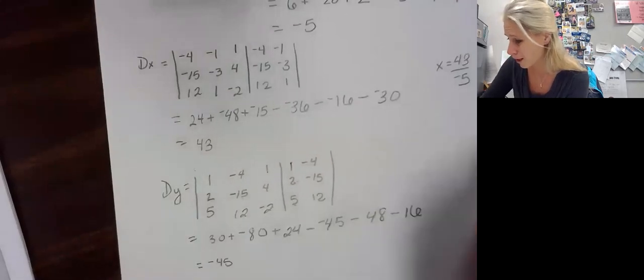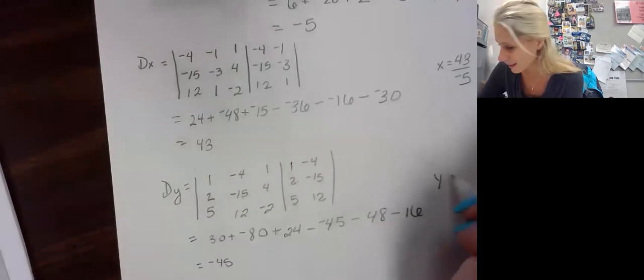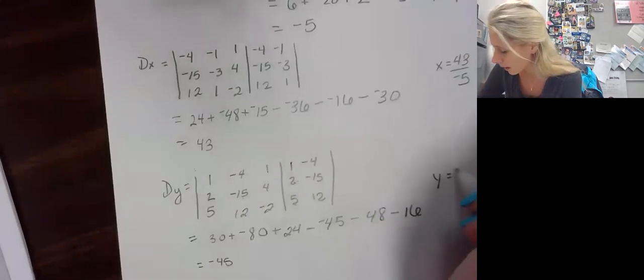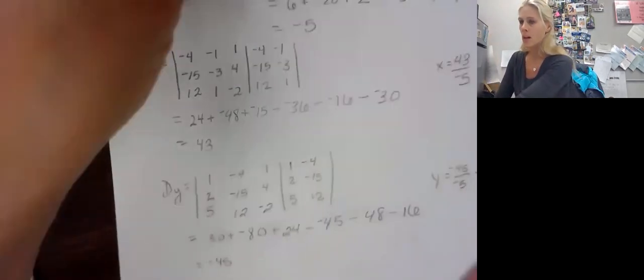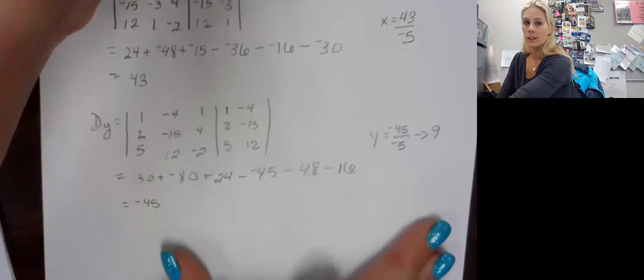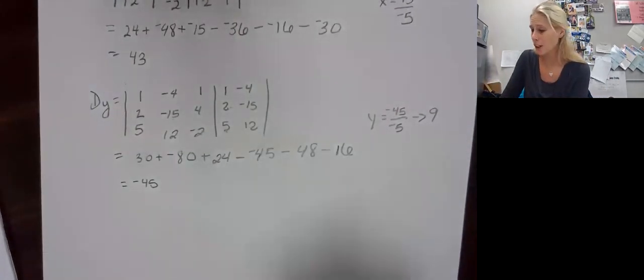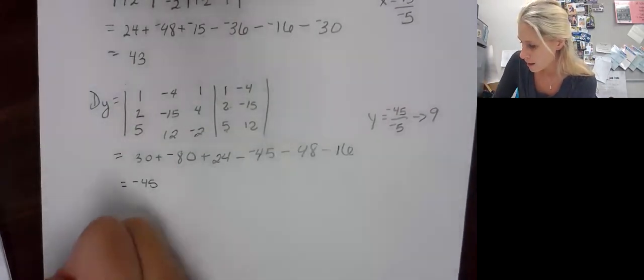That's a little bit better because at least we know that y then equals negative 45 over negative 5, which is a positive 9. So let's try our last one. Hopefully we can check our answer and get this right.